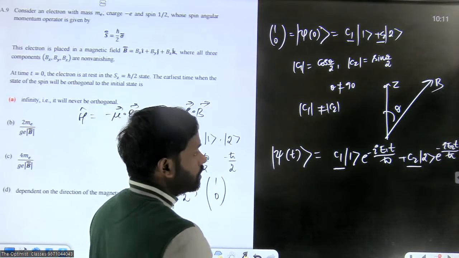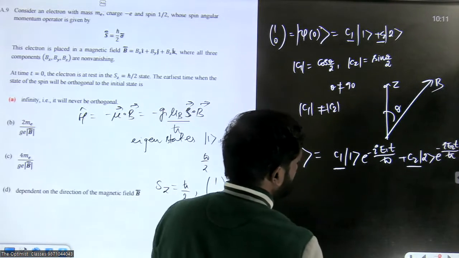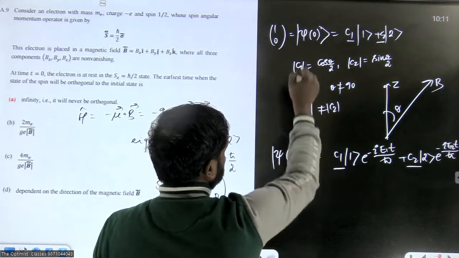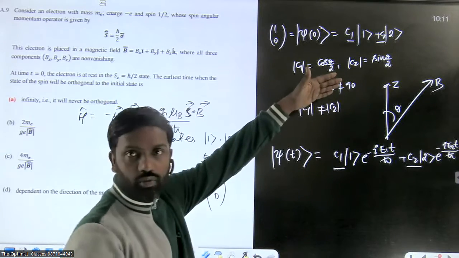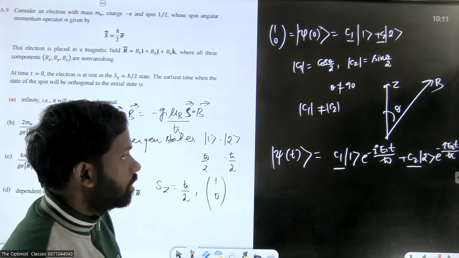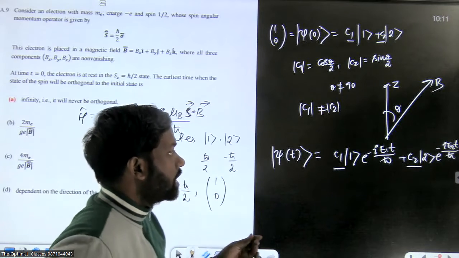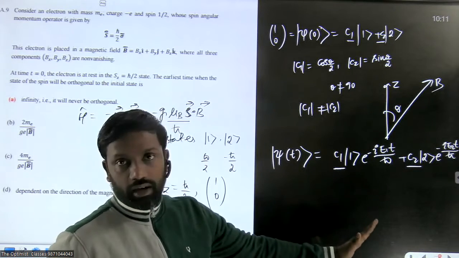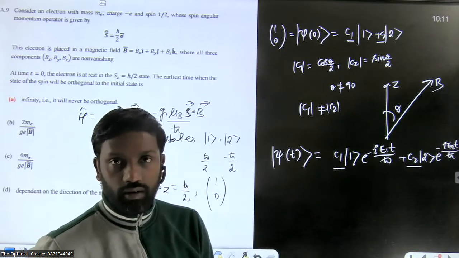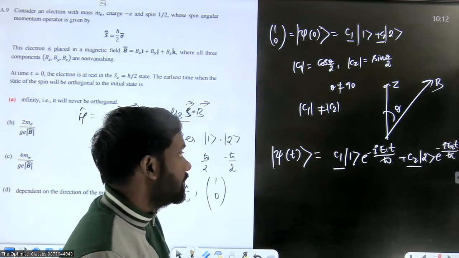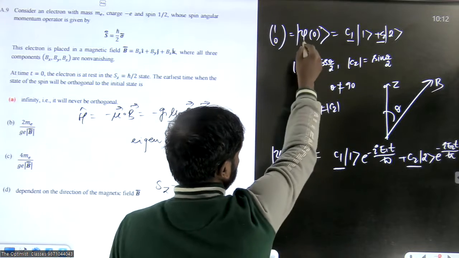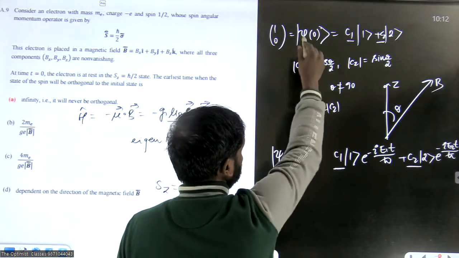Because if you assume that it is orthogonal, then it will lead to a mathematical contradiction. On the right side you will be getting 1 and on the left side you will be getting not equal to 1. You can check that if you want. You can just apply the condition of orthogonality of these two.